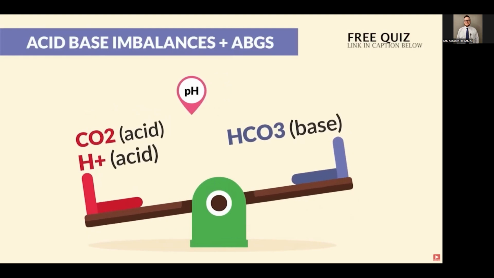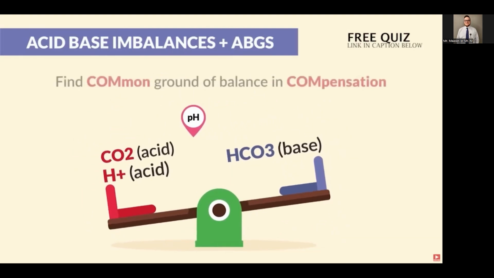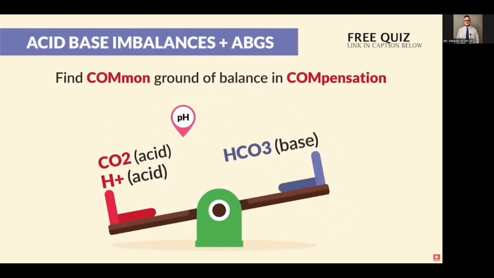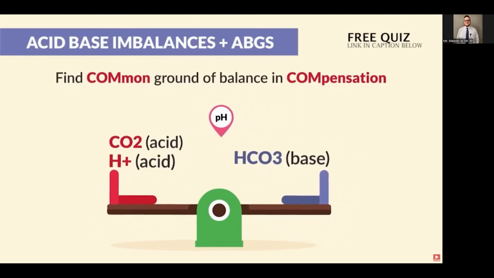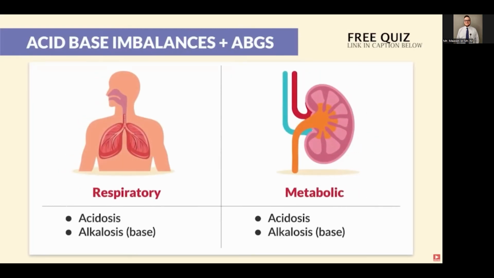Now this concept is called compensation. So just think the body is trying to find common ground with compensation. Just trying to find that balance. But we'll cover that in a moment here. Now that we understand the basics behind acid and base, let's talk about respiratory versus metabolic acidosis or alkalosis.